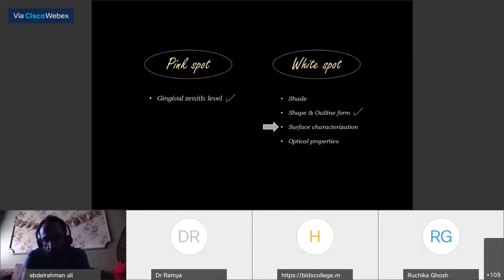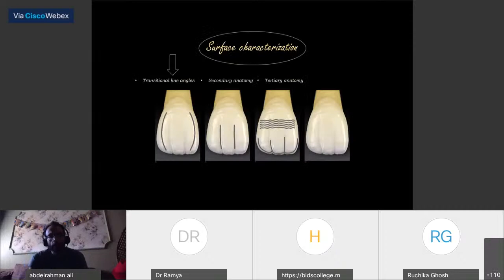The surface characterization is primary, secondary, tertiary anatomy. The primary anatomy is a line angle. The secondary anatomy is the loops waving on the labial surface. The tertiary anatomy is the perikymata, which is not good, in my opinion, in composite, while in ceramics it's very good. It's not easy to polish, and if you're not able to polish it very well, it will stain easily later on.